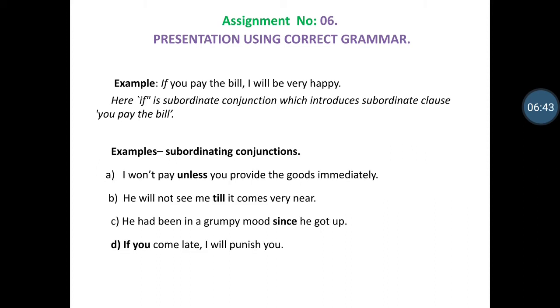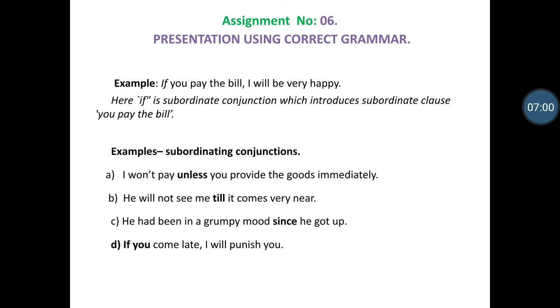For example, if you pay the bill, I will be very happy. Here, "if" is a subordinate conjunction which introduces the subordinate clause: you will pay the bill.